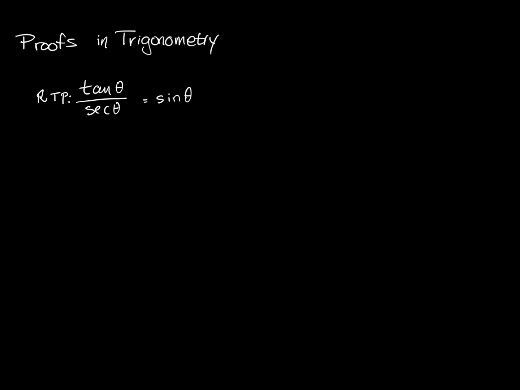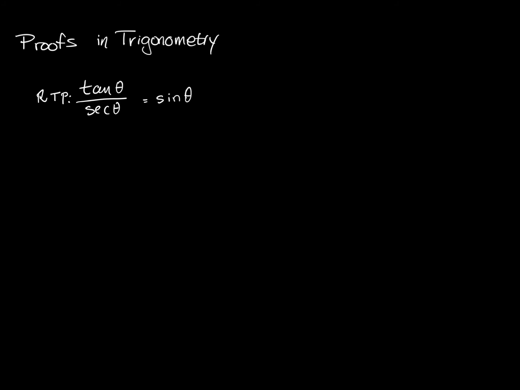Now we'll select one side of the identity and show that it is equivalent to the other side. This is where a lot of people get lost. Since you are trying to prove that the two sides are equal, the one thing you must never do is say that they are equal. You have to demonstrate that they are equal using logic and algebra.